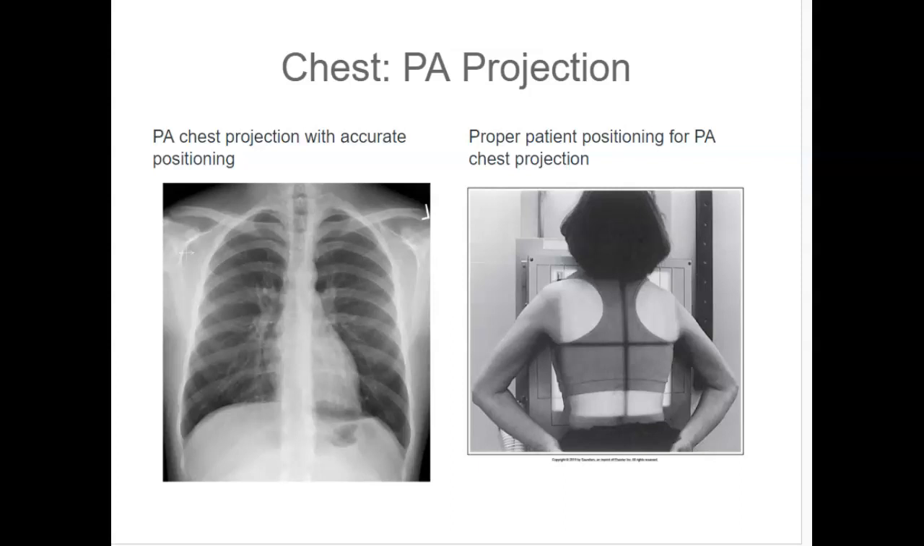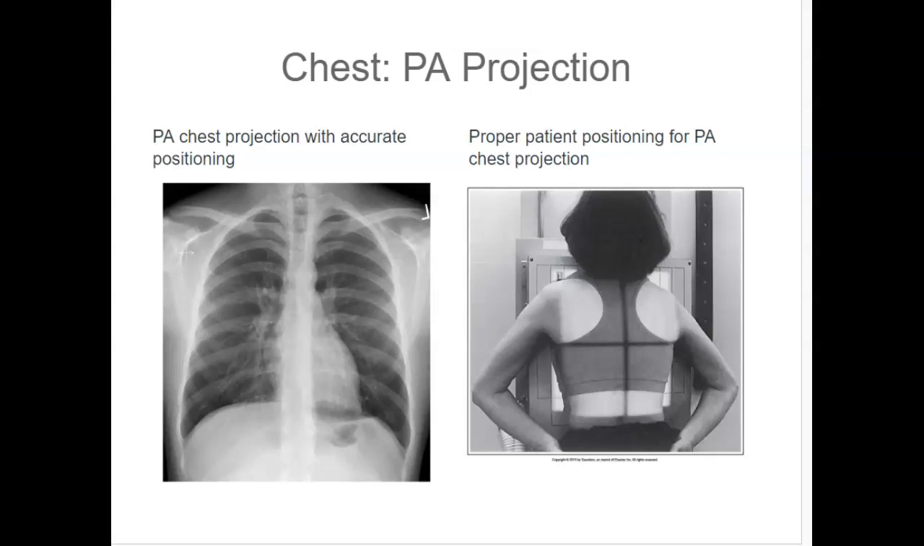The chest should be demonstrated without foreshortening. The manubrium is superimposed by the fourth thoracic vertebra. 1 inch of the apical lung field should be visible above the clavicles. Both lungs from apices to costophrenic angles are to be included within the exposure field. All 10 posterior ribs should be visualized above the diaphragm.